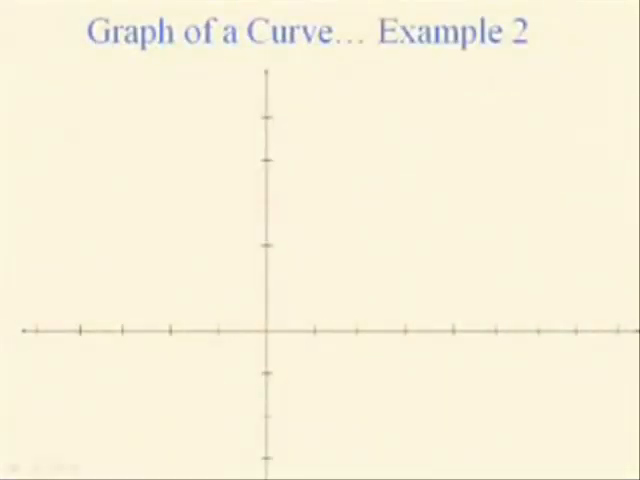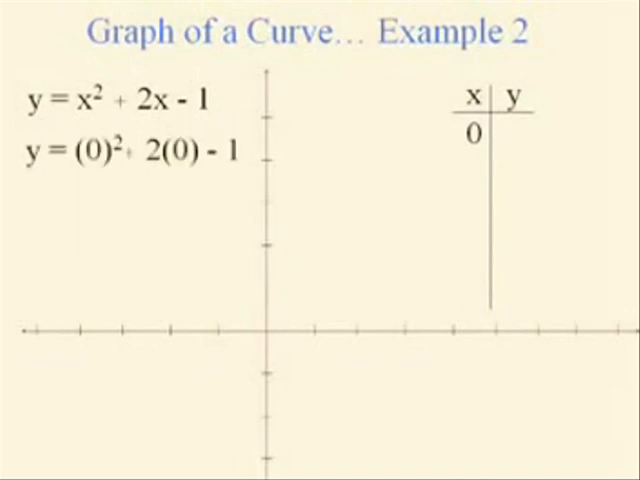Let's make sure that wasn't just a coincidence or a freak of nature. How about this one, where we have more than one x, but we do have that x squared? I'll start off with 0. Of course, I'll put a 0 everywhere that I see x. And 0 squared plus 2 times 0 minus 1 is minus 1. So the point 0, minus 1 will go right there.